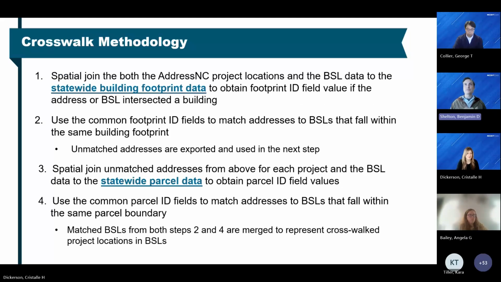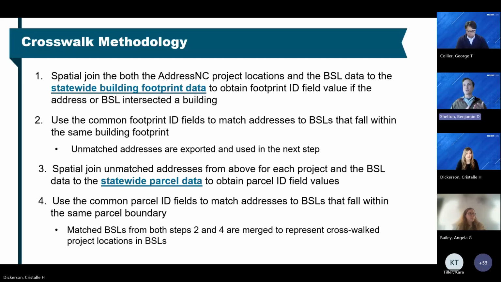So here's kind of the methodology, boiled down into a few steps, just to highlight how we went about this. First, we would take all of those project addresses and join them spatially to the statewide building footprint data set. So that would get a footprint ID on every address NC for that project. And then using the BSLs that have the same spatial join performed on that building footprint data set, we can do a join that says, okay, this address is on the same building as this BSL. And so in doing so, you're matching at a very specific location level.